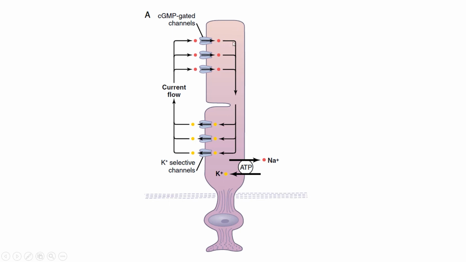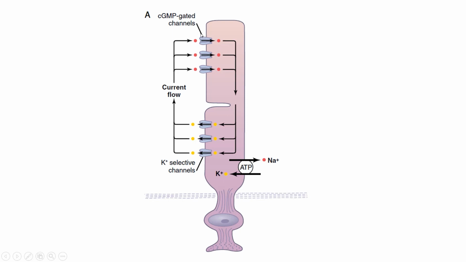When sodium ions enter through the cyclic GMP gated channel, this negative potential decreases, it becomes less electronegative. But when this sodium channel remains closed, we do not have any influx of sodium. We are only losing sodium as well as potassium. We are losing the positive ions, so the membrane potential becomes hyperpolarized.